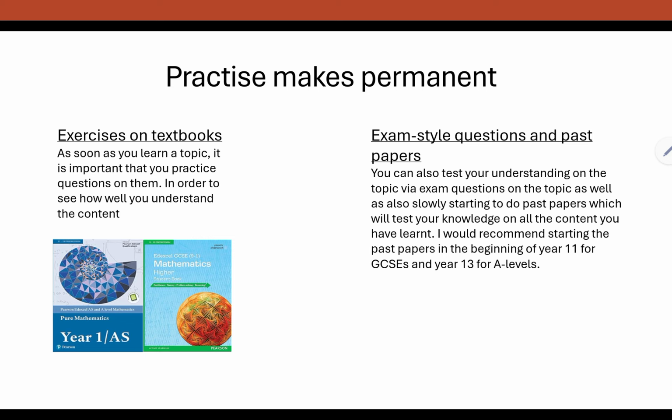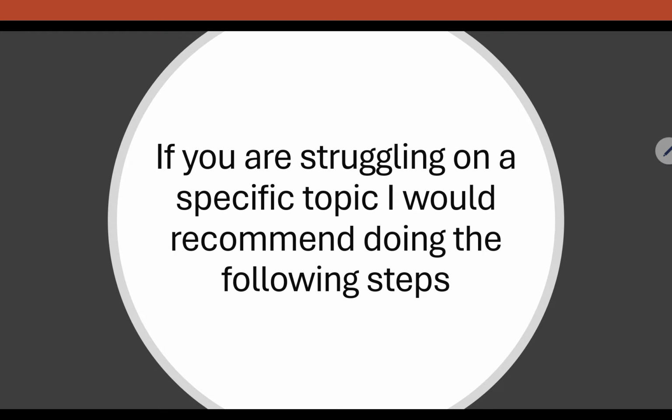And the second way of doing so is via exam questions and past papers. You can also test your understanding on the topic via exam questions on the topic as well, as also slowly starting to do past papers, which will test your knowledge on all the content you have learned. I'd recommend starting the past papers in the beginning of year 11 for GCSEs and year 13 for A-levels.